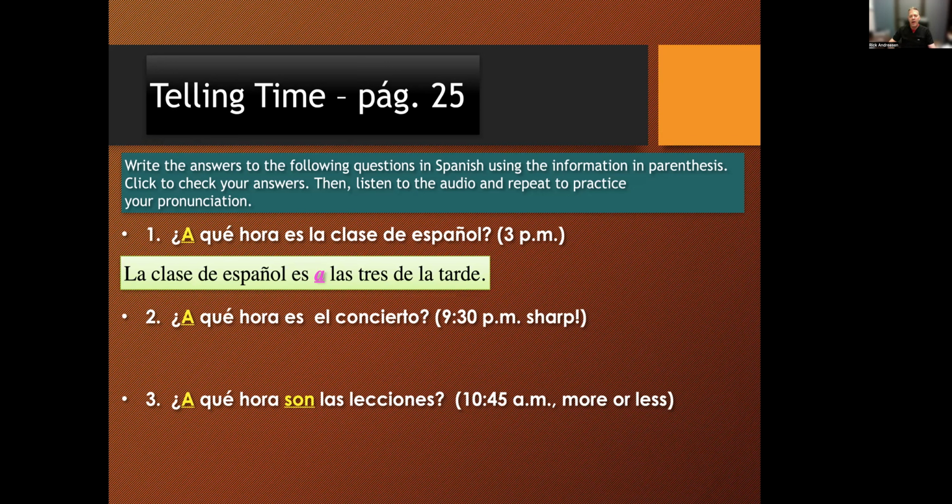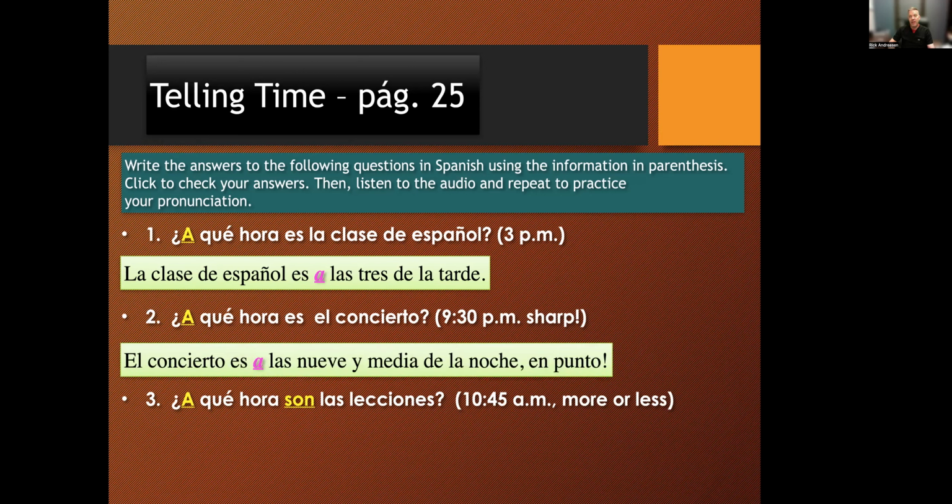Número 2. ¿A qué hora es el concierto? Concierto is a word for concert. You may have guessed that. Okay, 9:30 p.m. sharp. So you need to make sure you include all those parts in your answer. El concierto es a las 9:30 de la noche en punto. Clases, repitan. ¿A qué hora es el concierto? El concierto es a las 9:30 de la noche en punto. Guys, that's like a 12 or 13 word sentence.